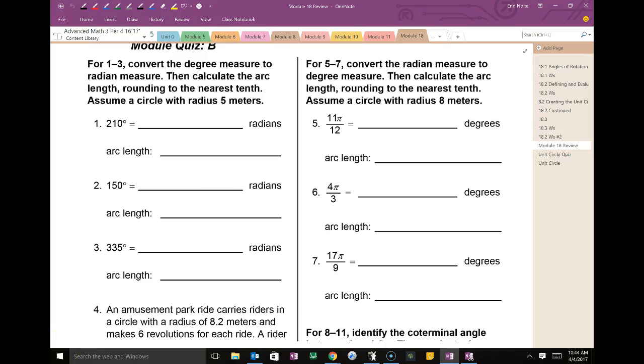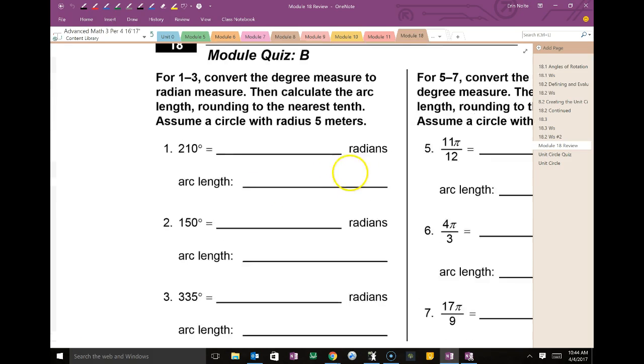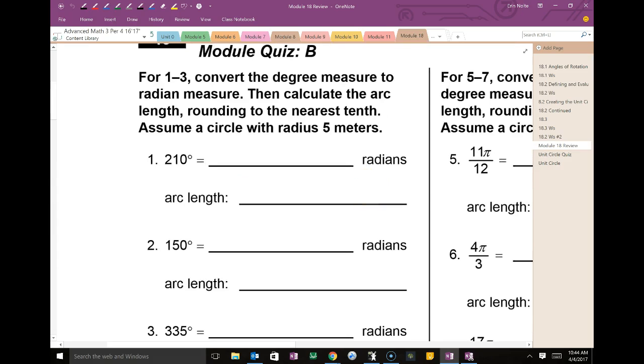Okay, so the first portion of this is for 18.1. Do you remember how to convert from degrees to radians? Okay, good. So first of all, we have 210 degrees. We know that is a degree, by the way, because it literally has the degree symbol.